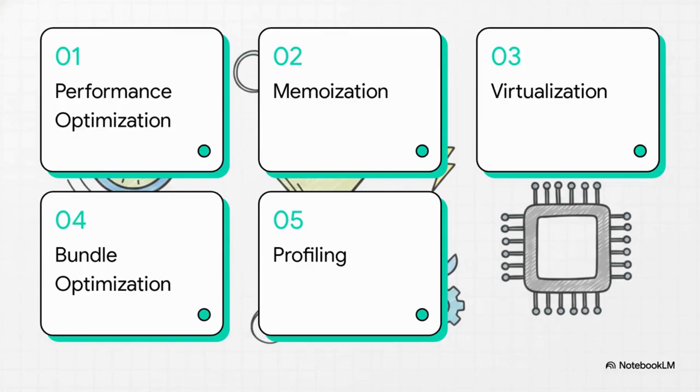To navigate all this, we're going to follow 5 main branches today. First, the optimization landscape. Second, memoization and its hooks. Third, the power of virtualization. Fourth, bundle optimization and lazy loading. And finally, we'll wrap up with profiling the final results. Let's get right into it.